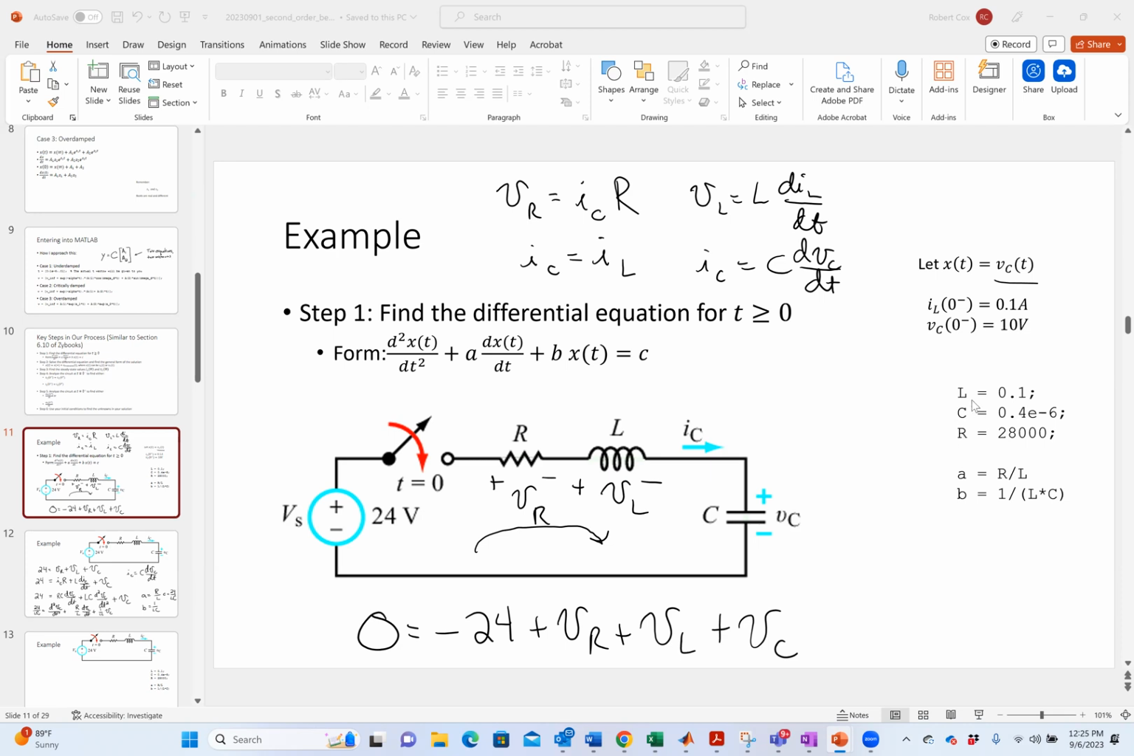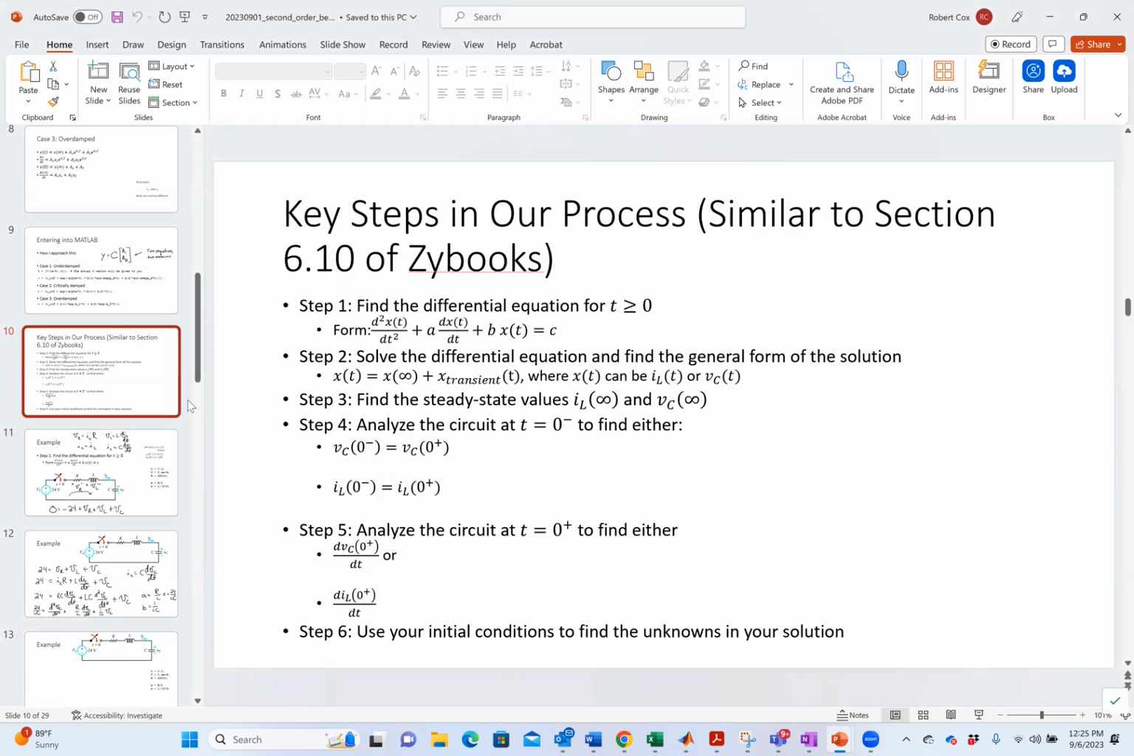So basically, what we did last time is I got through the first two steps, right? And I have in here what my steps are. Step one is to get the differential equation. Step two is to solve the differential equation. And when I say solve for it, basically just get the general form of it.